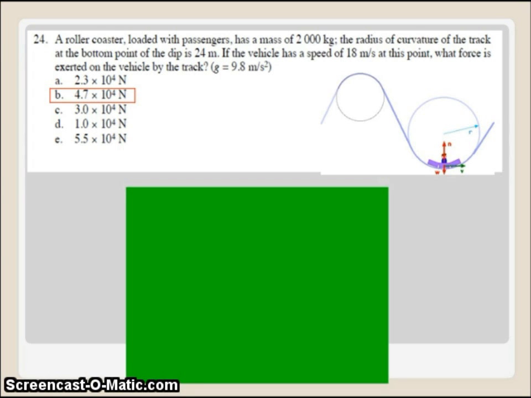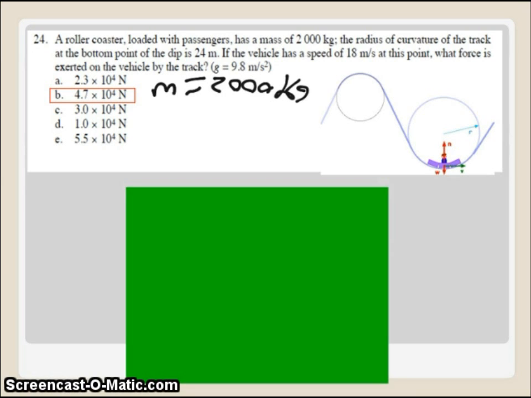This is a basic example of a uniform circular motion problem. The question is: a roller coaster with passengers has a mass of 2,000 kilograms, and the radius of curvature of the track at the bottom of the dip is 24 meters. It has a speed of 18 meters per second at this point. What force is exerted on the vehicle by the track? What it gives you is m, so m is equal to 2,000 kilograms.